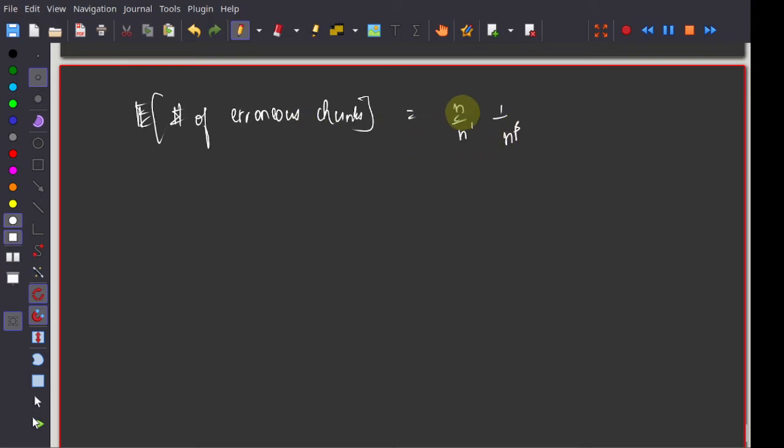Right? Now, this is the expected number of erroneous chunks. What is the probability that the number of erroneous chunks is greater than or equal to, let us say, some delta times n over n prime?